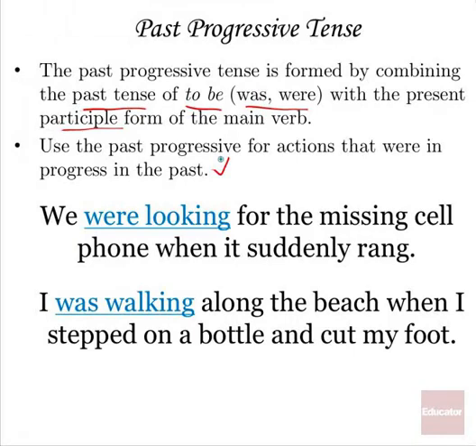Let's take a look at a couple of examples. We were looking for the missing cell phone when it suddenly rang. Now we have an event that took place in the past. It rang, past tense, and the looking was ongoing at the moment that it rang, so we were looking, past progressive. I was walking along the beach when I stepped on a bottle and cut my foot. Again, stepped and cut are both past tense verbs. We know that these events happened in the past, and the walking was ongoing at the time of the stepping and the cutting. So, I was walking, past progressive tense.